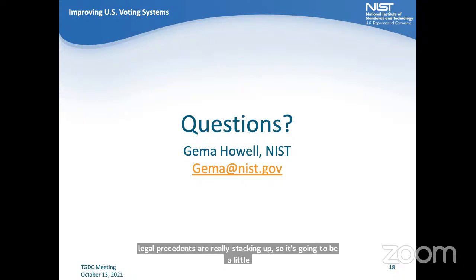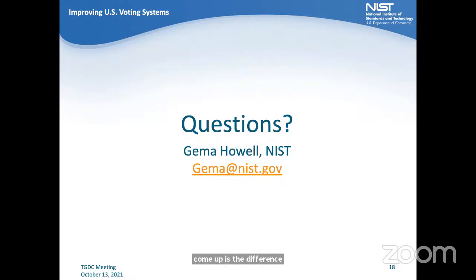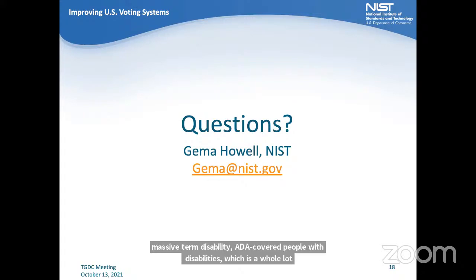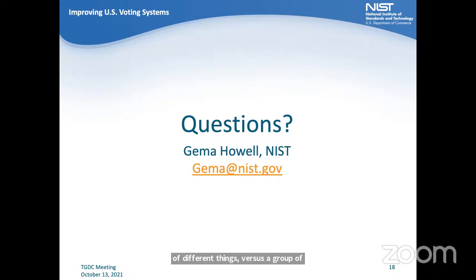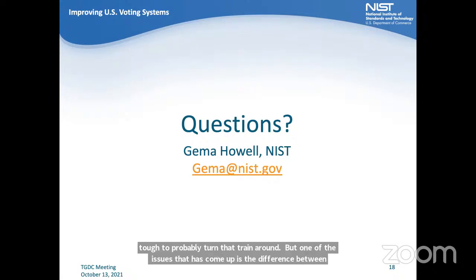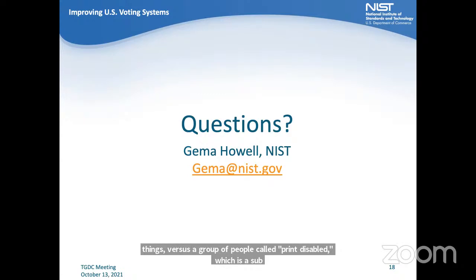But one of the issues that has come up is the difference between the massive term disability, ADA covered people with disabilities, which is a whole lot of different things, versus a group of people called print disabled, which is a subset of the universe of people with disabilities. And it is those folks who cannot use print on paper or handle paper, basically.